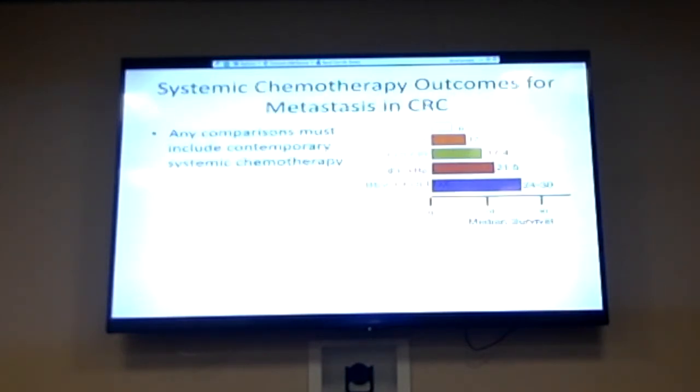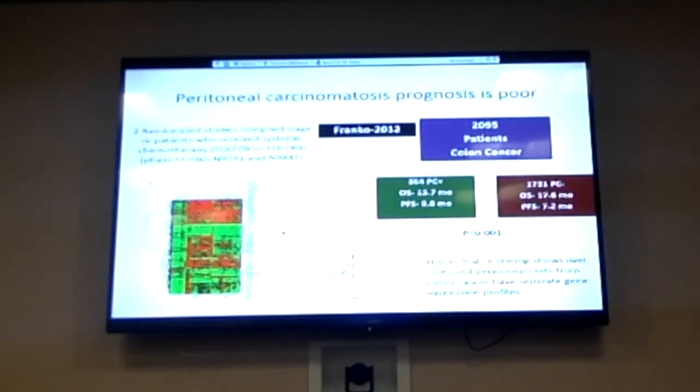But when we talk about this, we do have to put it in the context of more contemporary chemotherapy. Colon cancer obviously has been treated for a long time, and the chemotherapies have changed quite a bit, and essentially survival now is much better with our current agents than even in the more recent past. But when you look at peritoneal carcinomatosis, the prognosis is pretty poor. You can see here that the overall survival is much worse with peritoneal disease.